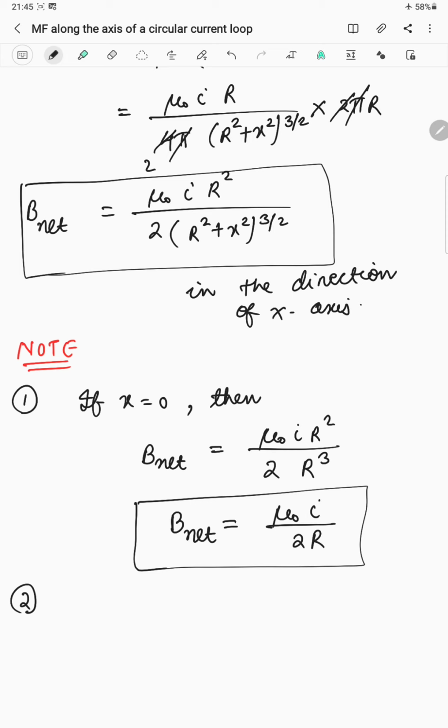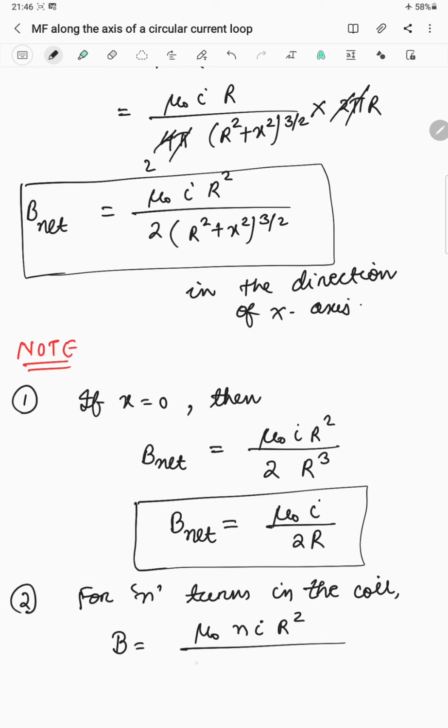If I am not having one single turn, I have got n number of turns. For n turns in the coil, what will happen? Your B will be how much? It will be equal to mu naught N I r square divided by 2 times (r square plus x square) to the power 3 by 2. Okay, the second part. Followed. Now let us go to the third one.